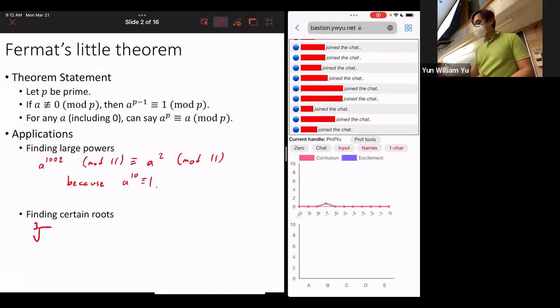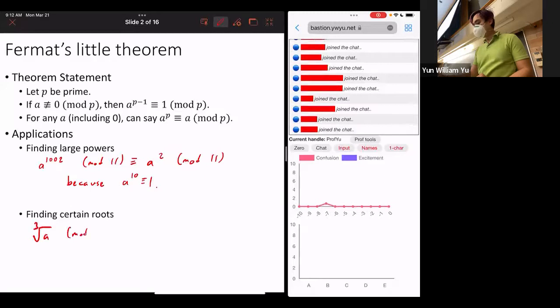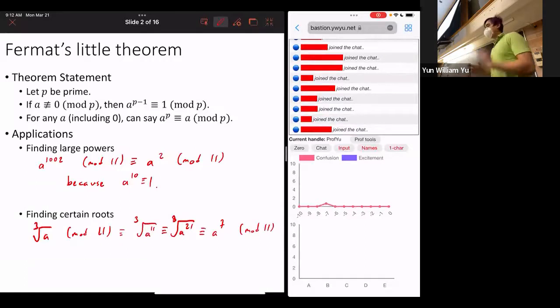Similarly, the cube root of A mod 11 is congruent to the cube root of A to the 11 because of Fermat's little theorem again. So you can multiply by A to the 10, which is congruent to the cube root of A to the 21. But you know that 21 is divisible by 3, so this is congruent to A to the 7 mod 11. So under certain conditions, you can turn a problem of finding a root into a problem of finding a power, which is nice because we know how to find powers. Hopefully that's all review. You will need to know that for the quiz tomorrow.